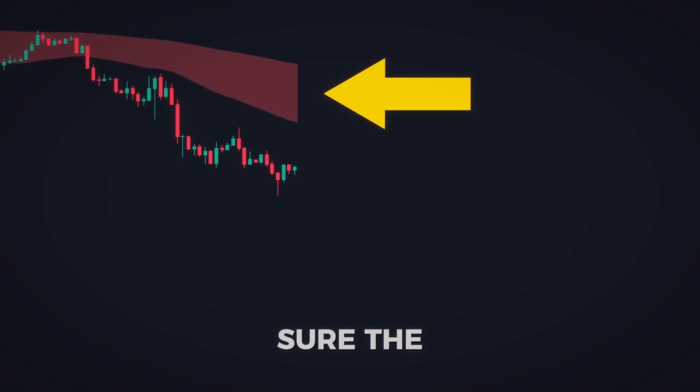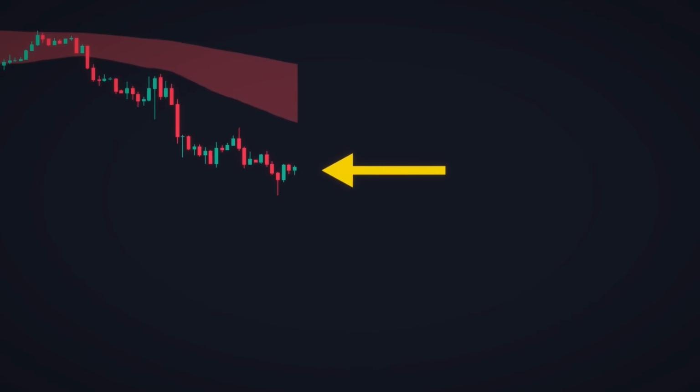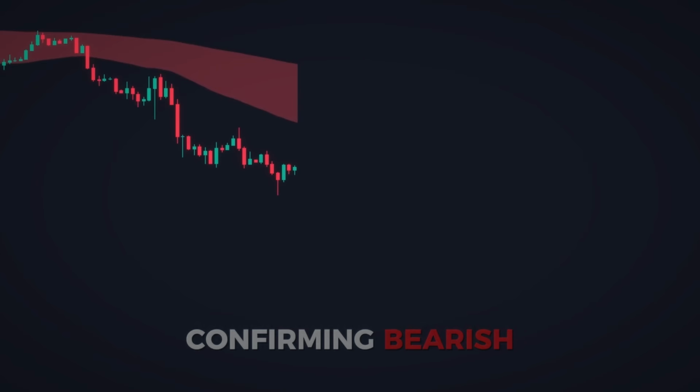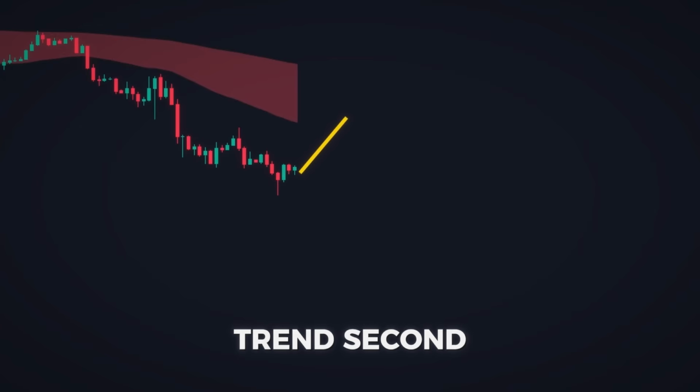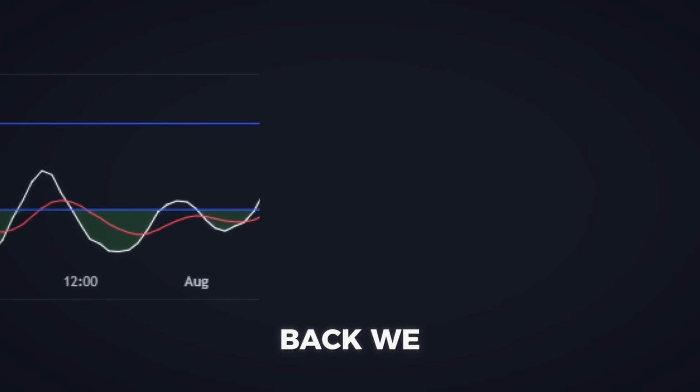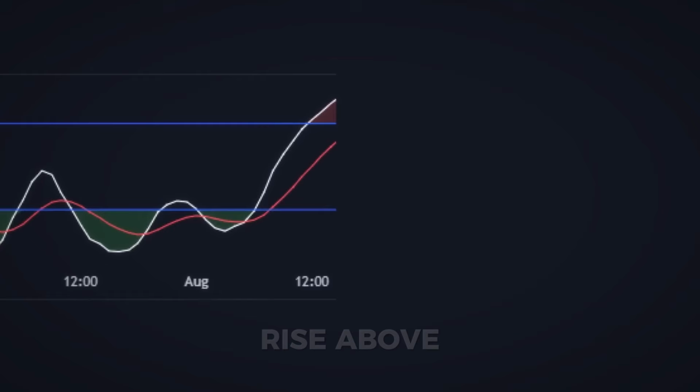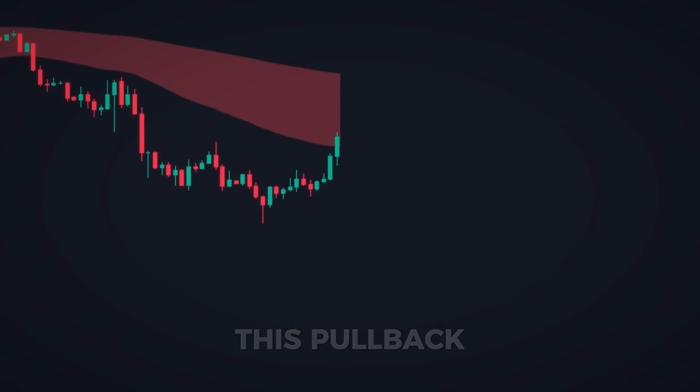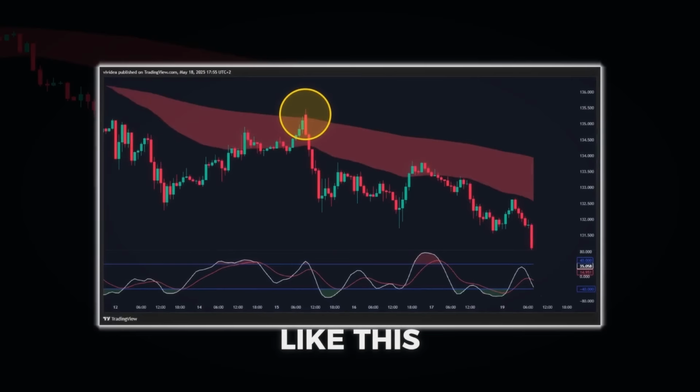First, make sure the EMA Cloud is red and price is trading below it, confirming bearish trend. Second, wait for a pullback. We want to see the white SMI line rise above the plus 40 level, blue line. Third, during this pullback, price should touch the EMA Cloud, but not close above it. If a pullback just happens and the price doesn't touch the EMA like this one, we skip that setup. We'll also skip if it breaks and closes above the trend cloud like this.